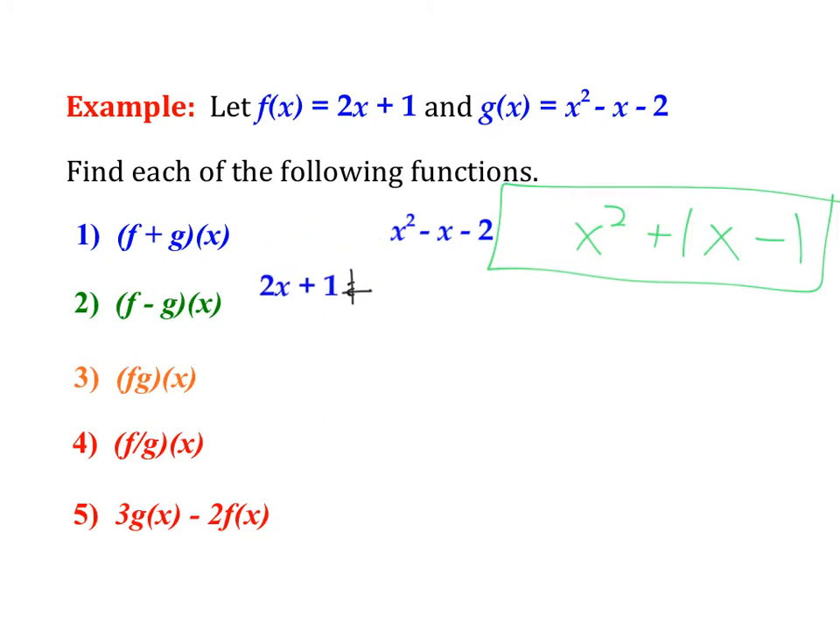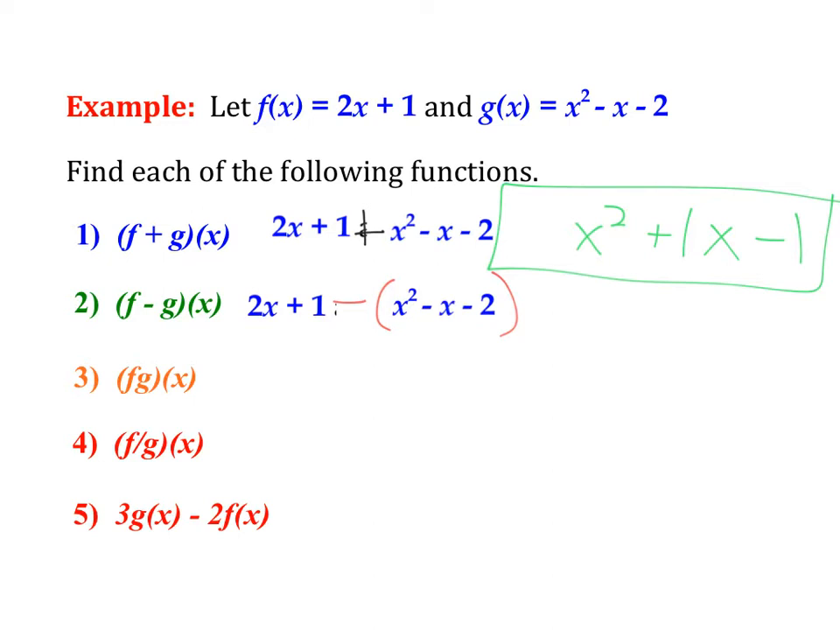Next, we're going to find the difference of these two functions. So if I'm finding the difference, I'll take my f function, and then I'll subtract away my g function. But here's where we have to be careful, because that minus sign is going to affect everything in the g function. So I'm going to group that up in parentheses. So remember, this negative sign is really going to make this a negative x squared plus x plus 2.